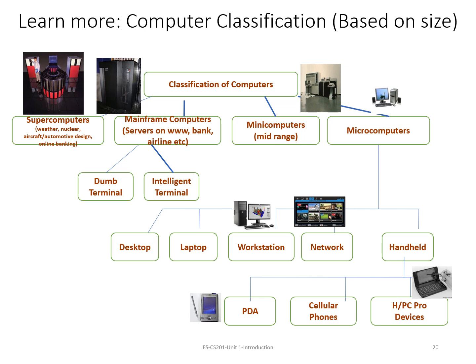Smaller and less powerful are mini-computers, mid-range, used for small to medium-sized businesses for tasks such as accounting, inventory management, and database management. Microcomputer types: smallest but very useful for personal and professional uses, for example, desktop, laptop, workstation, network, and handheld devices like PDA, cellular phones and H/PC Pro devices.